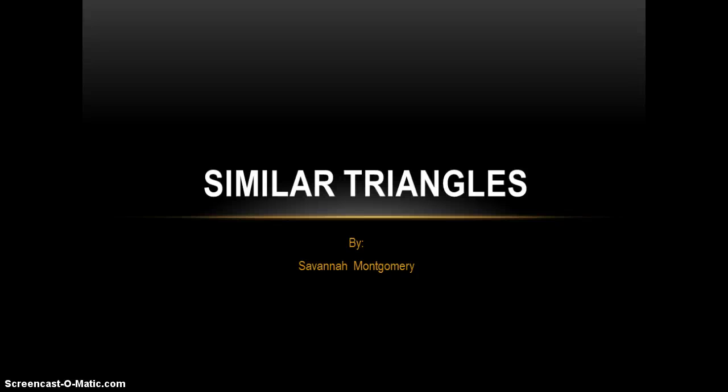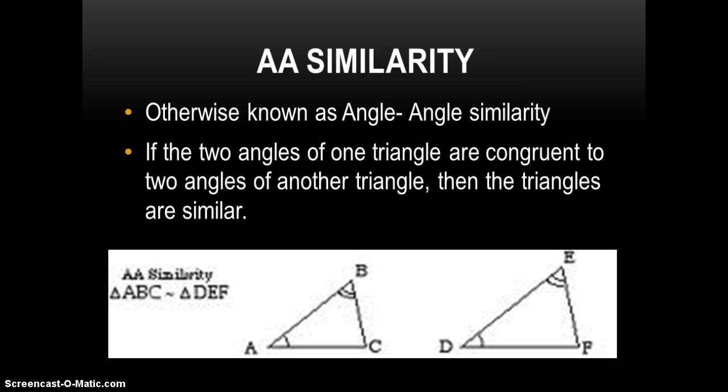This PowerPoint is on similar triangles. First we have AA similarity, otherwise known as angle-angle similarity. If two angles of one triangle are congruent to two angles of another triangle, then the triangles are similar.